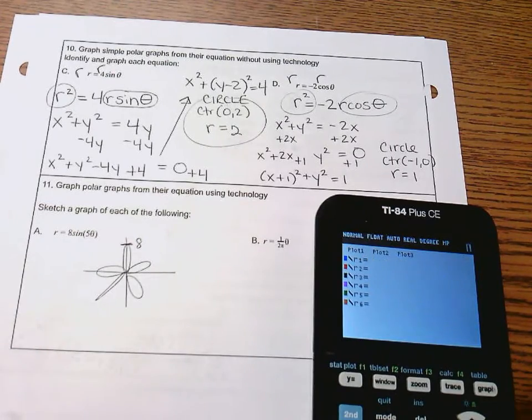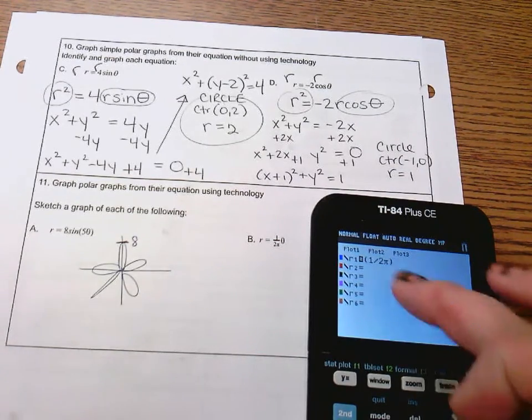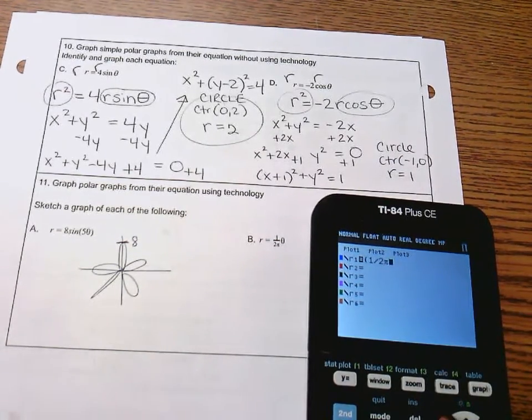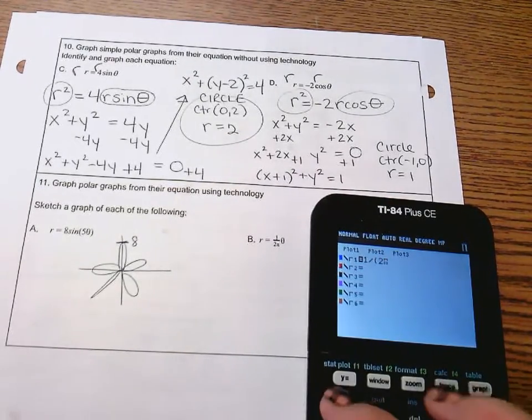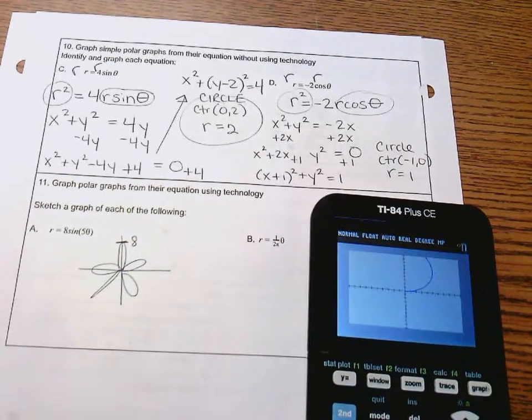let's see. So it's 1 divided by 2 pi. So I want to make sure that I'm showing that, actually I want to do 1 divided by parentheses 2 pi is in the denominator times theta, zoom 6. So this is supposed to be a spiral.